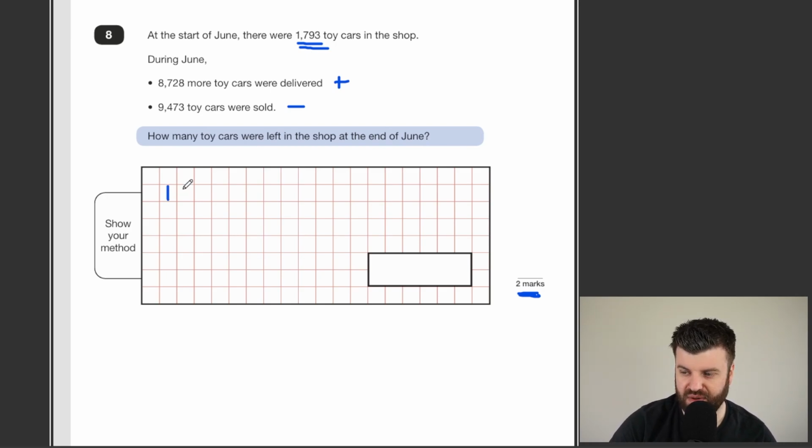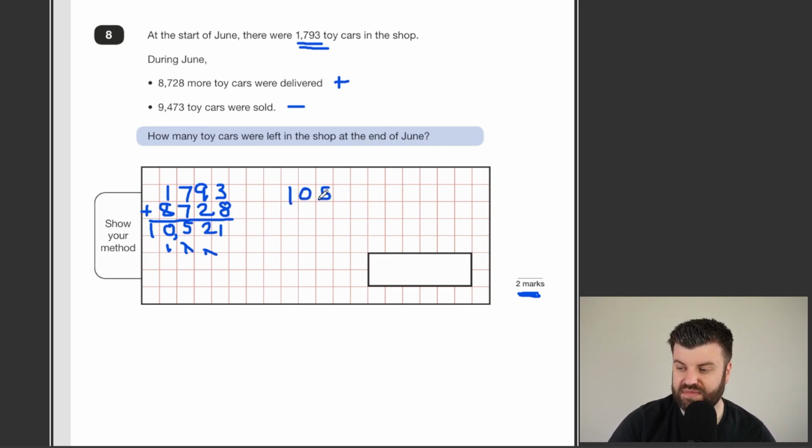Amazing. So let's start with 1,793 and let's take into account all of the new toy cars that were delivered, which was 8,728. So let's add those up. 3 plus 8 is 11. 9 plus 1 plus 2 is 12. Cross out that 1. 7 plus 7 is 14. Plus the 1 there is 15. And then 8 plus 1 plus 1 is 10. So we end up with 10,521.